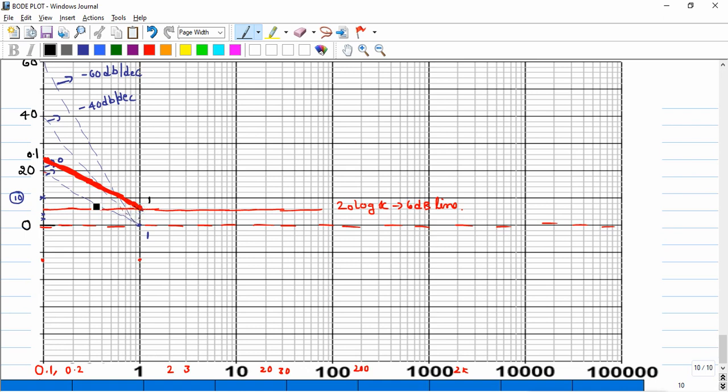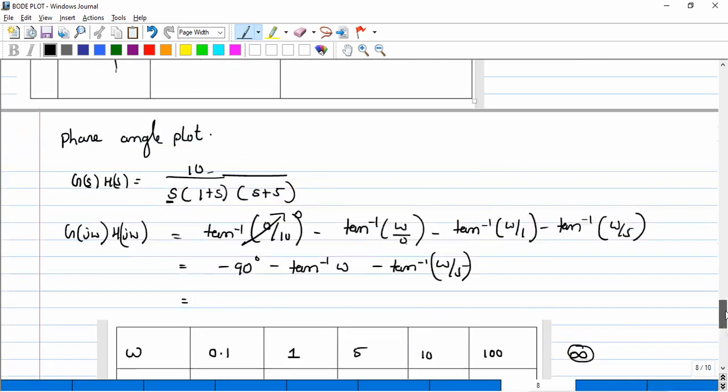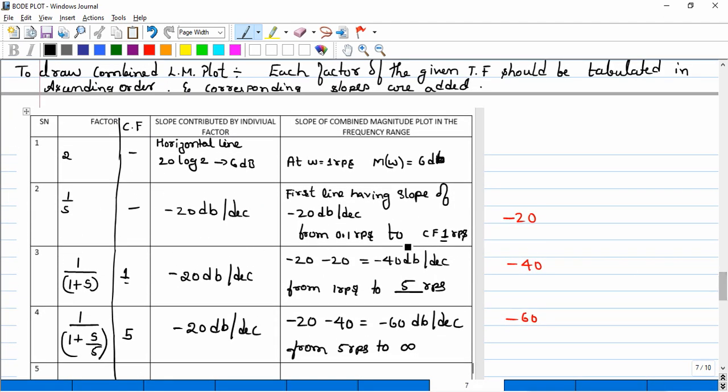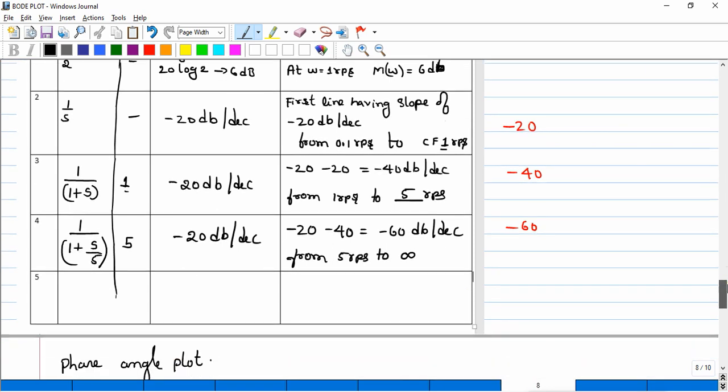So you need to draw parallel to it with reference to corner frequency 1. It has to stop here. See, from 0.1 to 1 RPS. That is the statement we have made in the problem. If you see here, from 0.1 RPS to 1 RPS. Let us move on to the next.